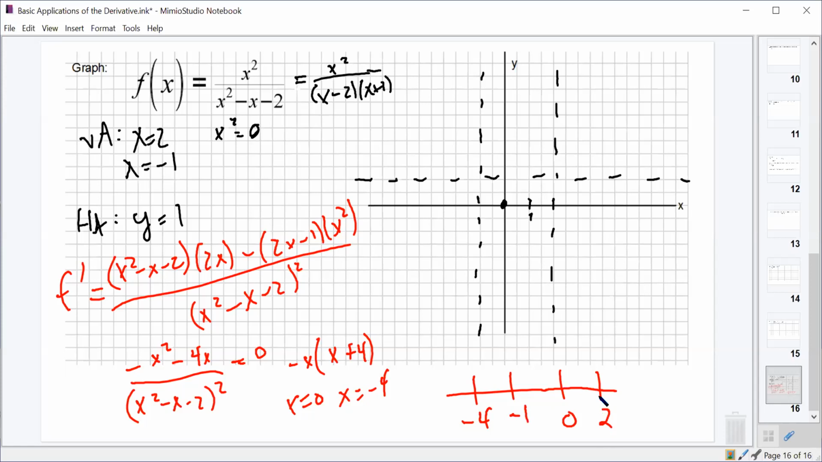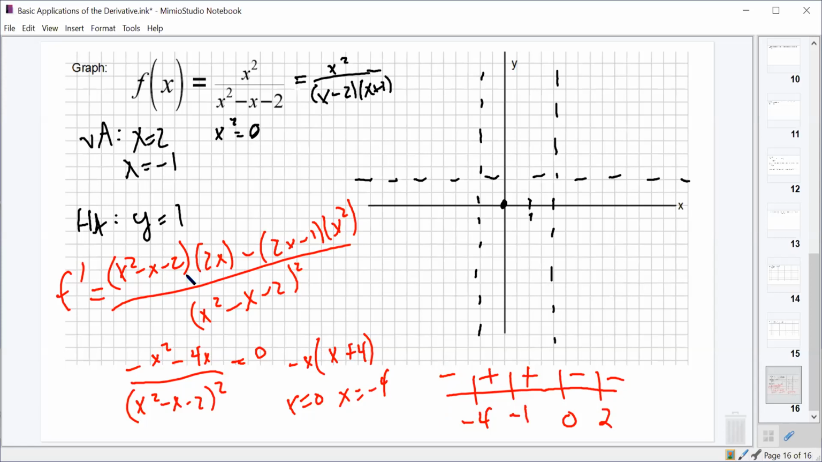So if we plug in something between negative 1 and 0, like negative 1/2, we know the denominator is always going to be positive because it's squared. So we just need to look at the numerator. If we plug in negative 1/2, that's a positive times a positive. If we plug in something between 0 and 2, like 1, that's a negative times a positive. Something greater than 2, that's a negative times a positive. Something between negative 4 and negative 1, like negative 2, that's a positive and a positive. And something less than negative 4, like negative 1,000, that's a positive and a negative. Is everybody good with that? I hope.